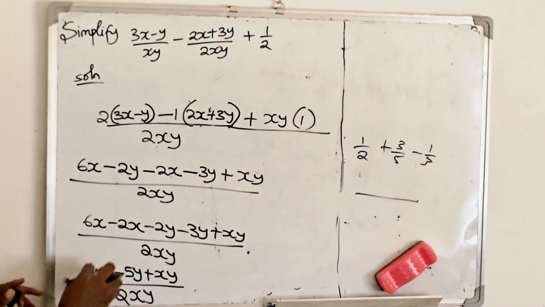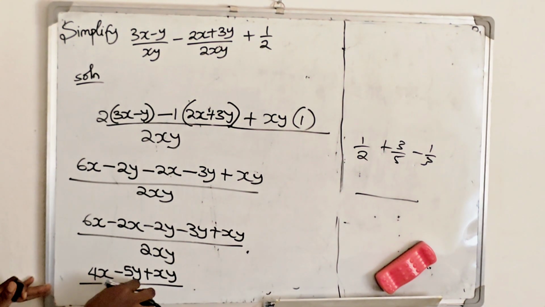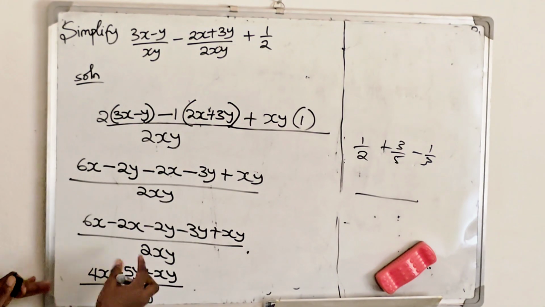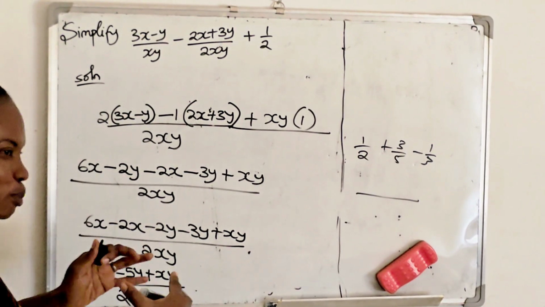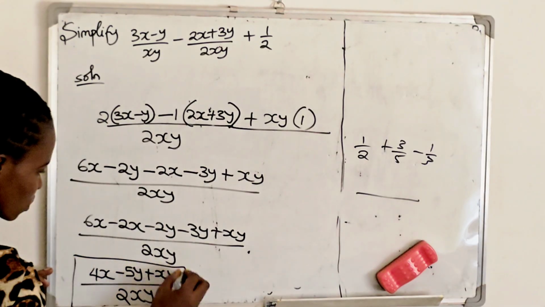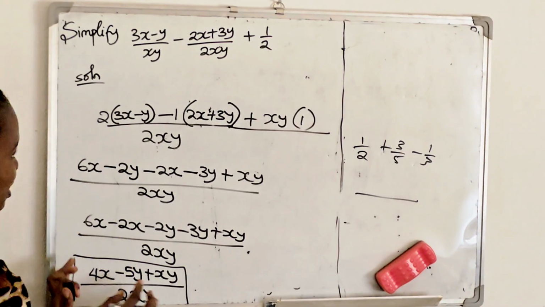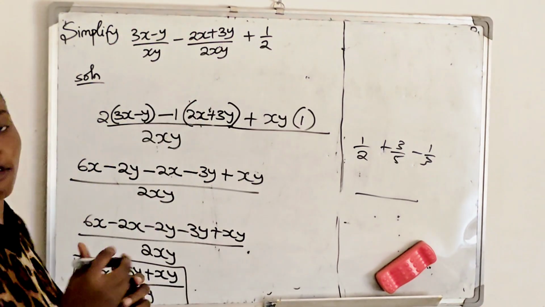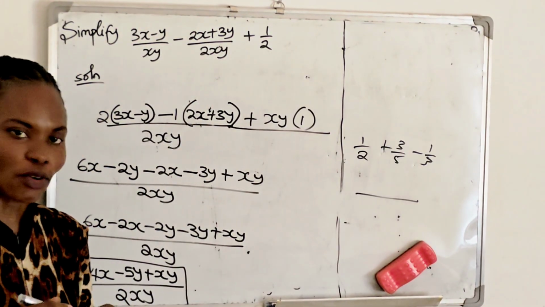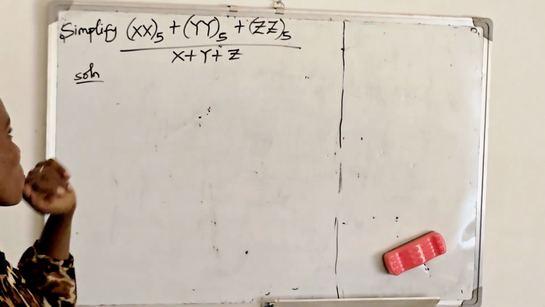So this is the simplification, because these are different terms. x is different from y, is different from xy. So they can't add themselves or subtract themselves. So you leave it like this. So this is the answer to this question: 4x minus 5y plus xy all over 2xy. That is the simplification of these algebraic fractions. Okay? Okay, so let's look at this question.